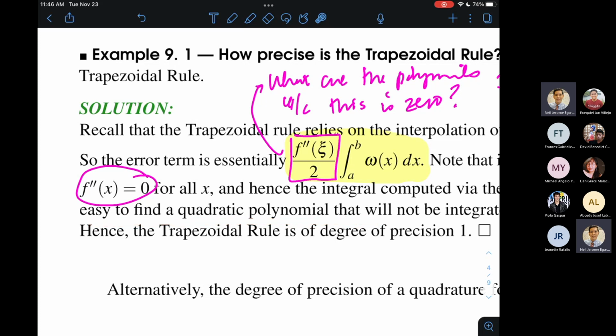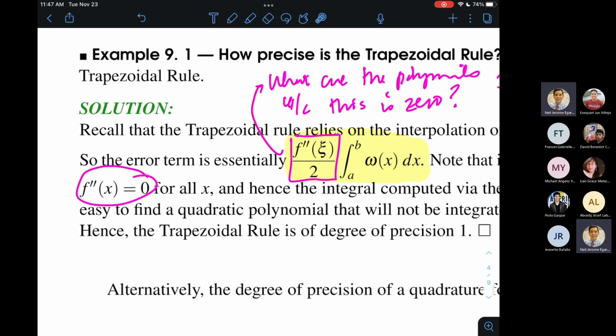Okay? Pero isipin nyo kung napakalaki nung degree of precision ng isang quadrature rule. Alam mo, degree of precision 8 siya. So kailangan ipakita mo na yung approximate galing sa quadrature rule ay eksakto para sa lahat ng constant, linear, quadratic, cubic, quartic, quintic, degree 6, degree 7 at degree 8 polynomial. Tas dapat mali na siya sa isang polynomial of degree 9. Okay? So ganun ka-tedious supposedly yung paghanap ng degree of precision.